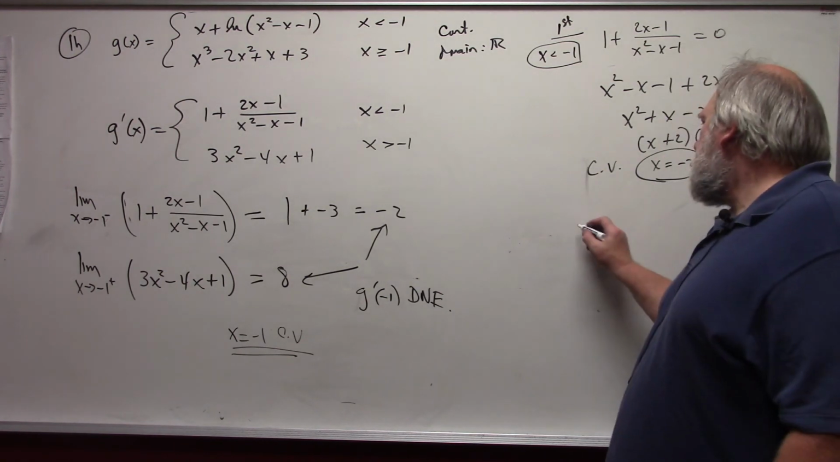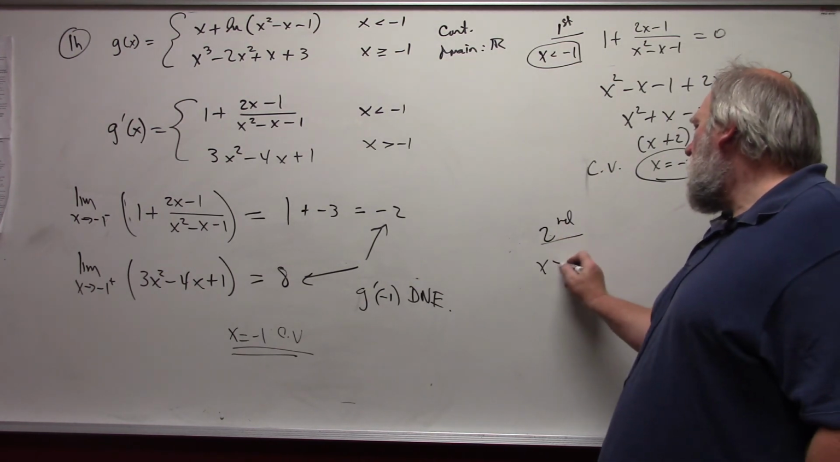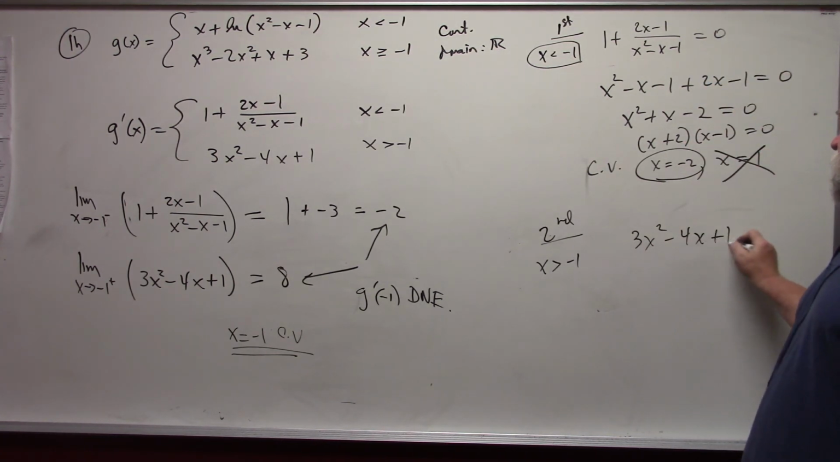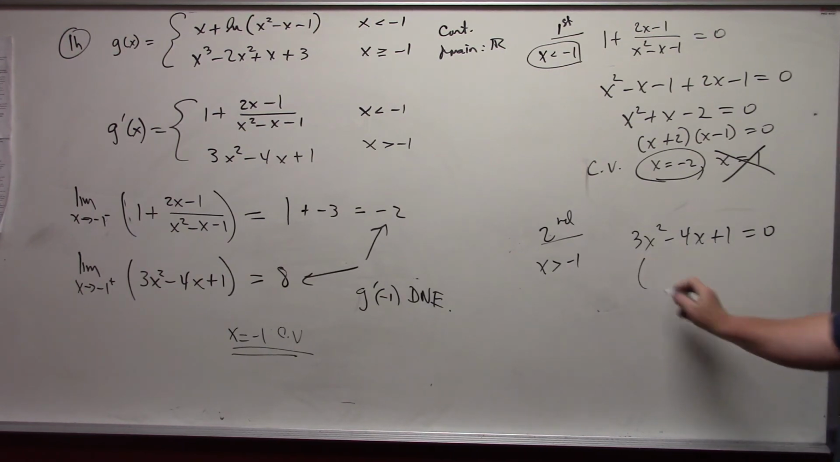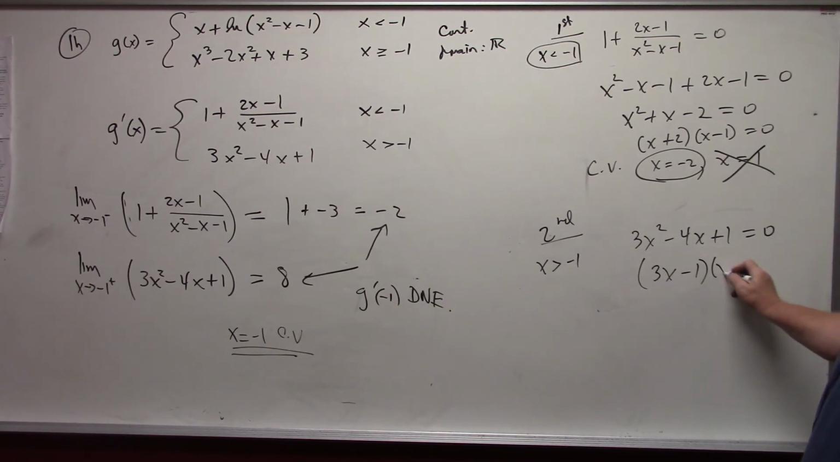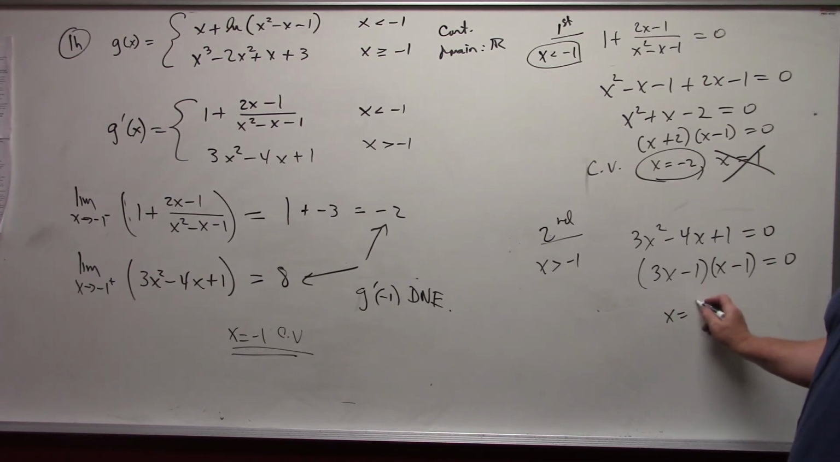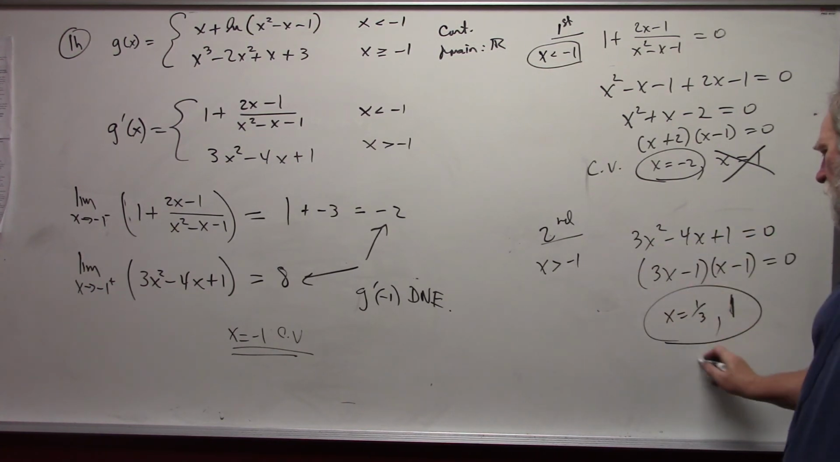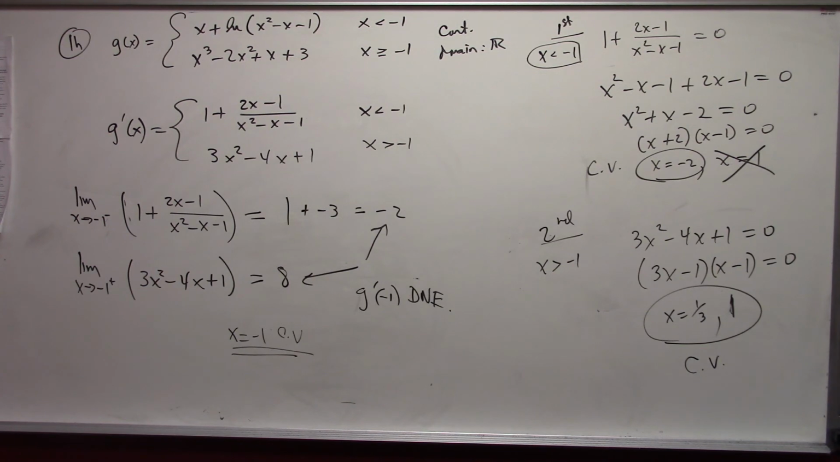Looking at the other part, the second part, my domain, x was greater than negative 1. We have 3x squared minus 4x plus 1 equals 0. This again factors nicely. 3x minus 1, x minus 1. And so we get x is equal to 1/3 and 1. And both of these are in this domain, so therefore these are both critical values. So in the end, I end up with 4 critical values in this case: negative 2, negative 1, 1/3, and 1.